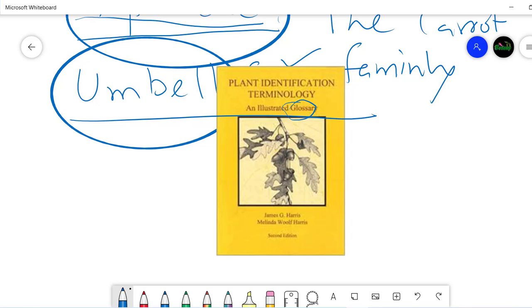We also have a glossary of terms at the end of a very famous book, Taxonomy of Vascular Plants by Lawrence. It is a very comprehensive glossary at the end of that book, and hopefully I am going to share that glossary with you as well. That is the illustrated glossary of various botanical and taxonomic terms.